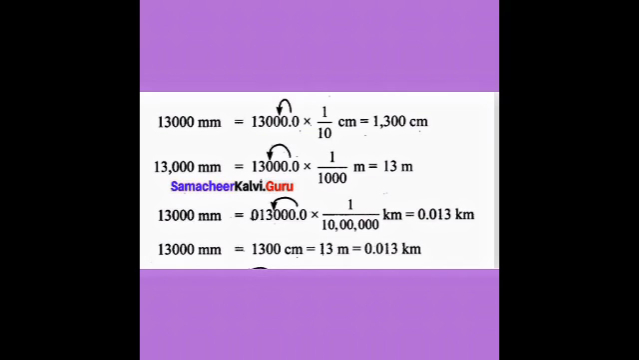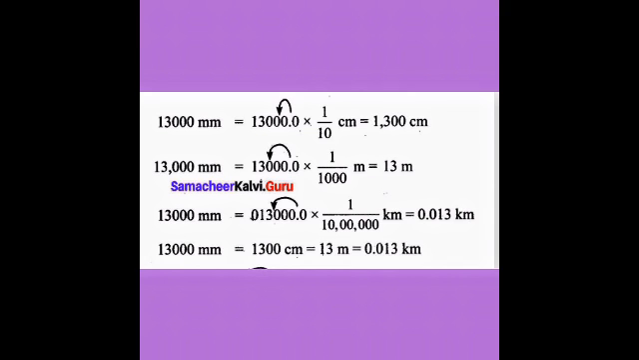The next one, 13,000 millimeter convert into meter. Millimeter is smaller, meter is higher. So here also we want to do the division, but division by 1000, because 1000 millimeter is equal to 1 meter. So I am going to divide. If I am dividing, I will get 13 meter.